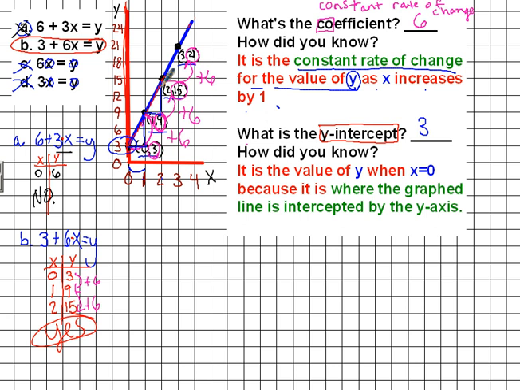When asked what is the y-intercept, we said it is the value of y when x is 0, because it is where the graphed line is intercepted by the y-axis. So, the graphed line will always intercept the y-axis when x is 0, because that is the place where x is 0. So you can always find the y-intercept by saying, if x was 0, what would y be? Because that's going to tell you where your graphed line is intercepted by the y-axis.